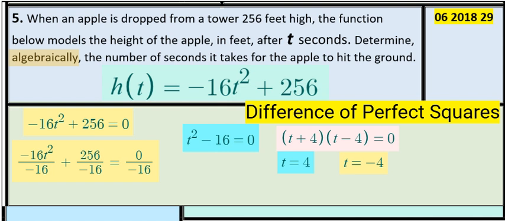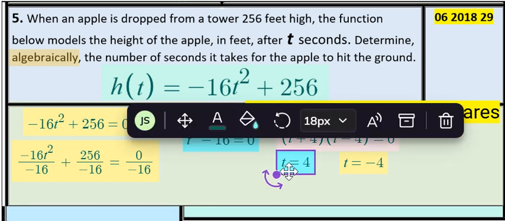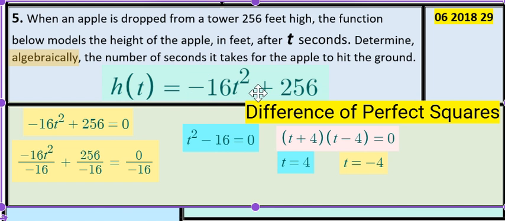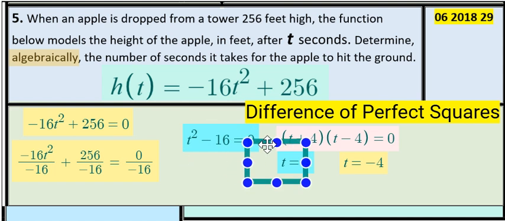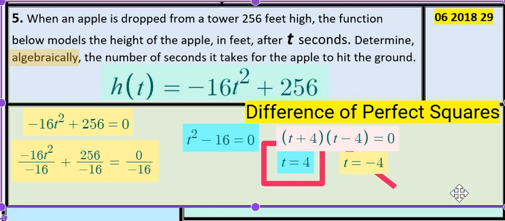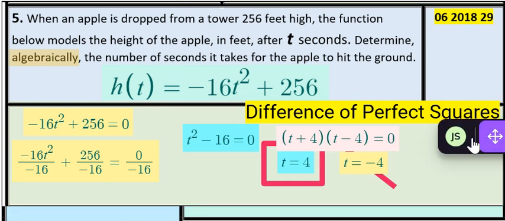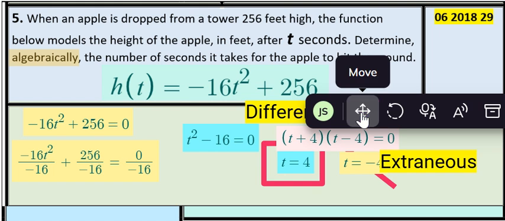And here's conceptual understanding. Time always moves forward. So the height of that apple is only true when t is positive. So 4 seconds after it's dropped from the tower, it touches the ground. So t equals 4, and that's true. Since we can't go back in time, t does not equal negative 4 because that is what's known as extraneous.